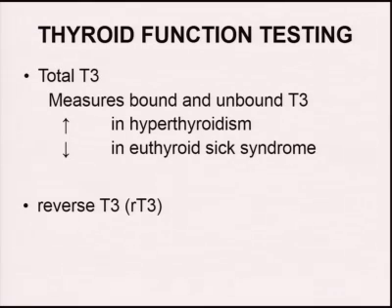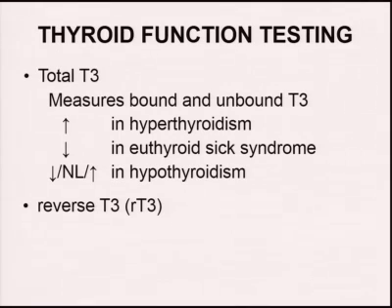Remember in the diagram where we talked about T4 potentially being converted into either T3 or reverse T3? Well, in this condition, Euthyroid Sick Syndrome, T3 is not made in much quantity, and so you'd have high reverse T3 and a low T3. So hyperthyroidism and Euthyroid Sick Syndrome are two situations where we would order a total T3.